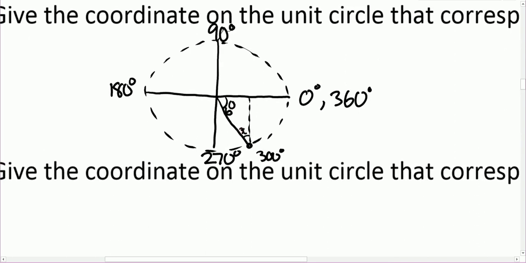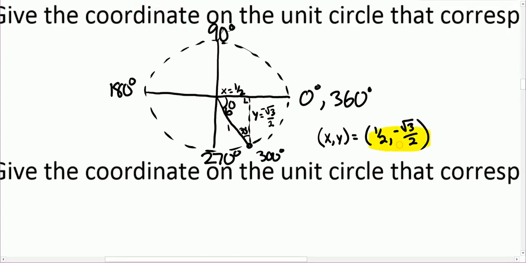This is 30 degrees. So we have a 30, 60, 90 triangle within a unit circle. So hypotenuse is 1. The x value is across from 30 degrees in this case at 1/2. The y value is across from 60 degrees at √3/2. Now, before we go any further, we need to keep track of what quadrant we're in. We're in quadrant 4. X values are positive, y values are negative, and so we need that negative √3/2. So our coordinate that we're after is the xy value, which in this case is 1/2, comma, negative √3/2. That's what we were asked to find. That's our answer.